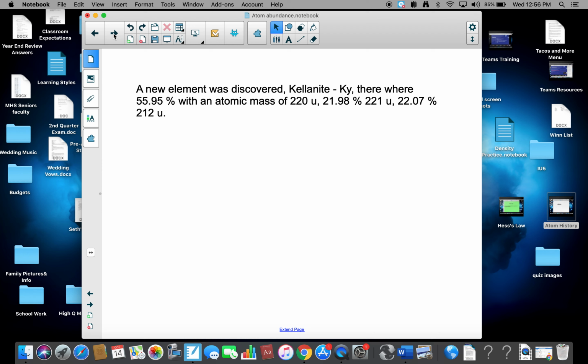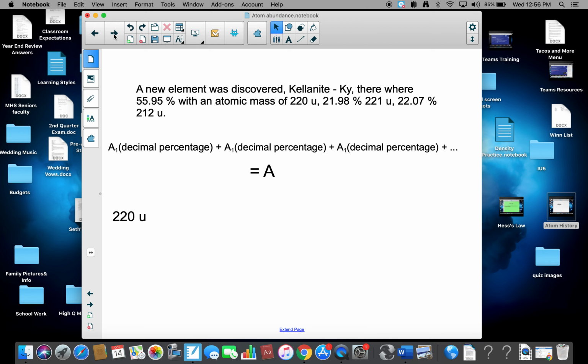So what we do to find this, we take the atomic mass of the first isotope and multiply by the decimal percentage, and we do the same for all the other isotopes that exist, and that gives me the atomic mass. All right, so in this case, we're going to take 220, my first atomic mass, and 55.95 as a decimal, we need 0.5595. We then add the other two values, 221 times 0.2198, and 222 times 0.2207.